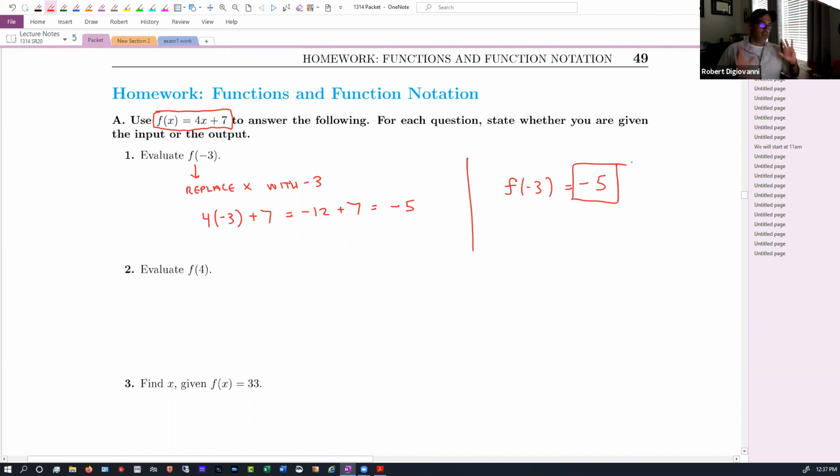And that's what we're looking for. Are there any questions on that? I mean, this is pretty straightforward. All you're doing is recognizing a new notation and then just plugging the number in for x, figuring out what it turns out to be, and you're done.